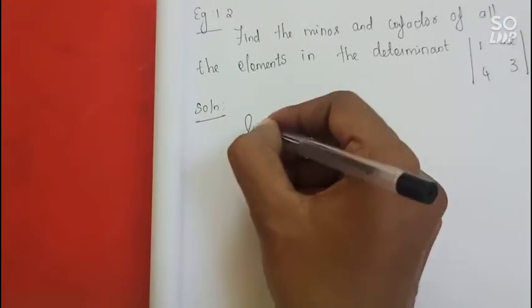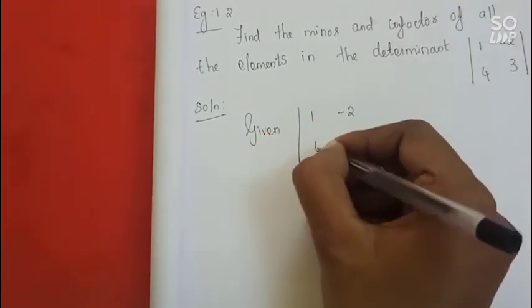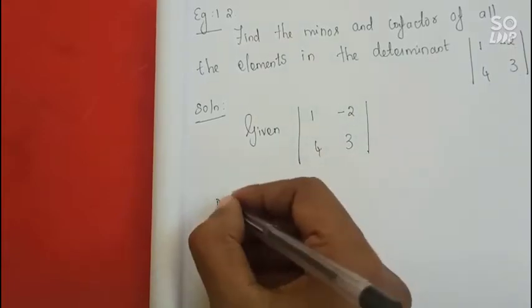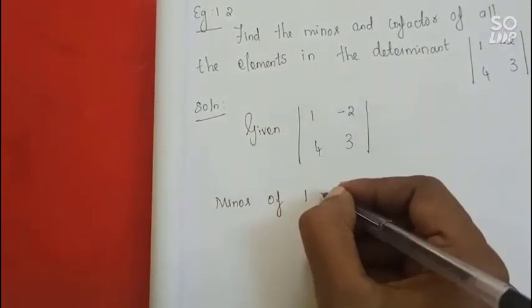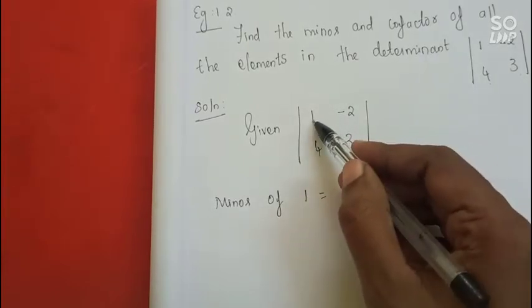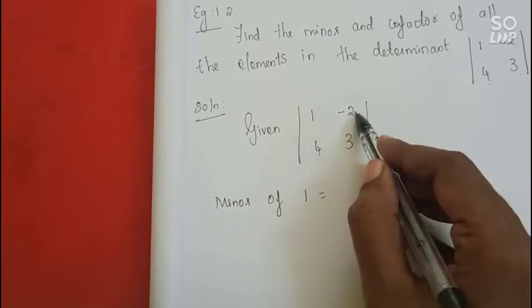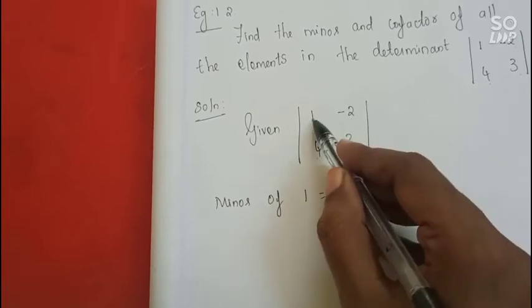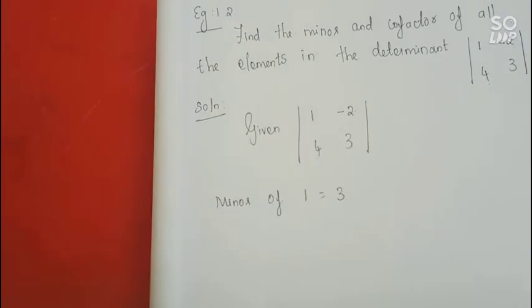So I am writing the given determinant 1, -2, 4, 3. Okay. First we are going to find the minor of 1. That's the first element. How will we find the minor? For the element we are finding, we cancel its particular row and column. If we are finding for this one, you cancel this row and this column. What's the balance? 3. That's the minor of 1.